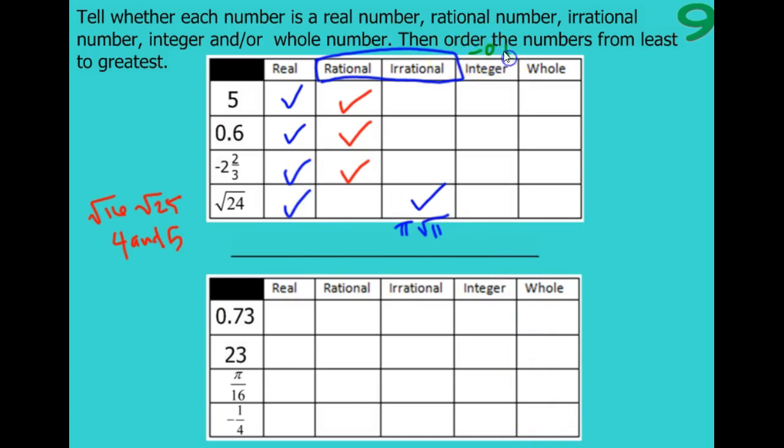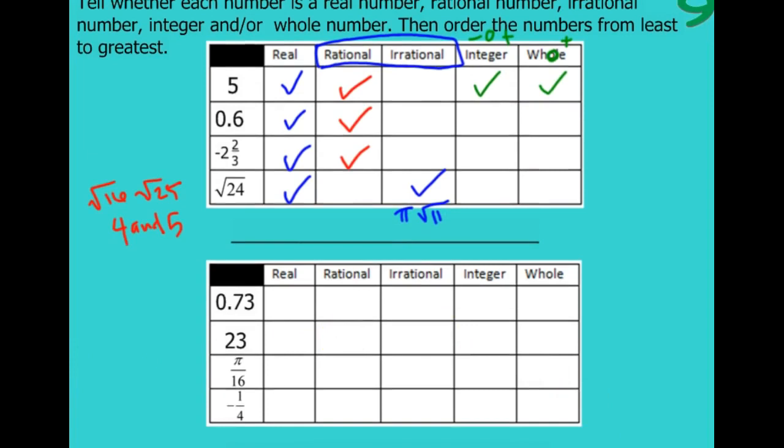Then we have our integers. These are our negative or positive counting numbers. So this is a number you'd see on your number line. Yep. 0.6, we don't see decimals, we don't see fractions, and we don't see weird square roots on our number line. So the only one of these that's a counting number by ones is 5. Our whole numbers start at 0 and are just the positive counting numbers. So 5 is also a counting number. None of these ones are counting numbers by ones.